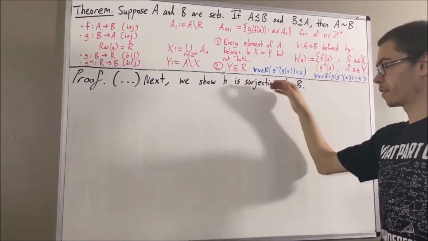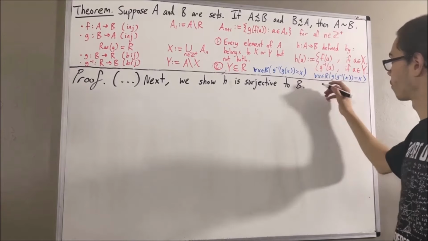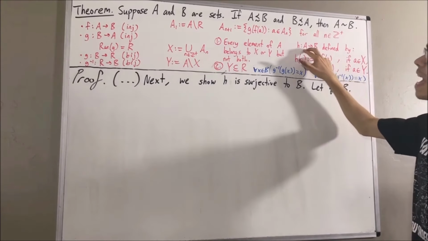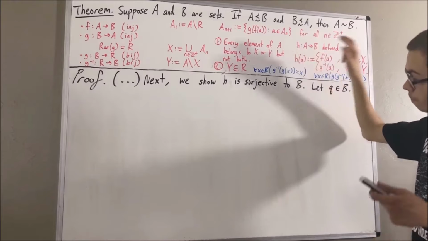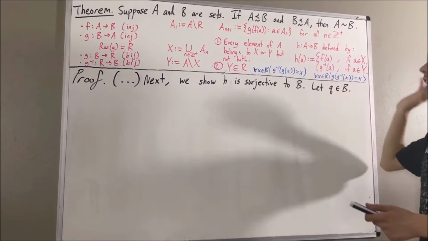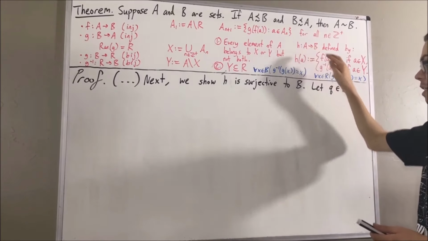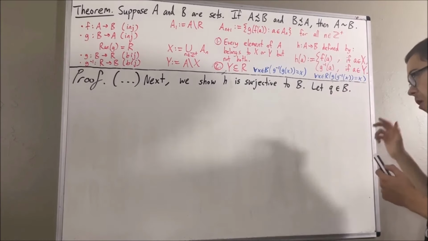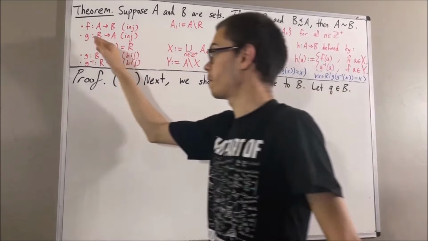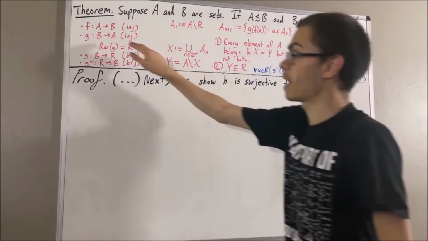To show that h is surjective to B, let's give ourselves an arbitrary element q in B. The whole goal from here is to find some element in A such that if we were to send it into the function h, we would get an output value of q. In other words, we want to find some element p in A such that h of p is equal to q. So, since q is an element of B and g is a function from B to A, we have that g of q is an element of A.